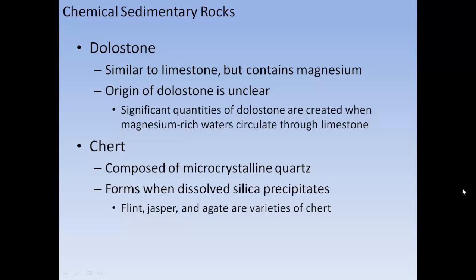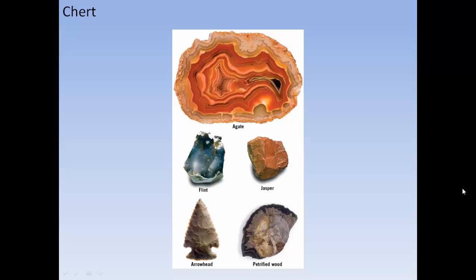Chert is composed of microcrystalline quartz and forms when dissolved silica precipitates out. So flint and jasper and agate are varieties of chert. Here are some pictures of chert. There's a chunk of flint, some jasper, a nice agate, some petrified wood. Okay, so water percolated into this log and slowly quartz solidified into the wood, making this petrified wood. Arrowheads you can probably make out of flint.